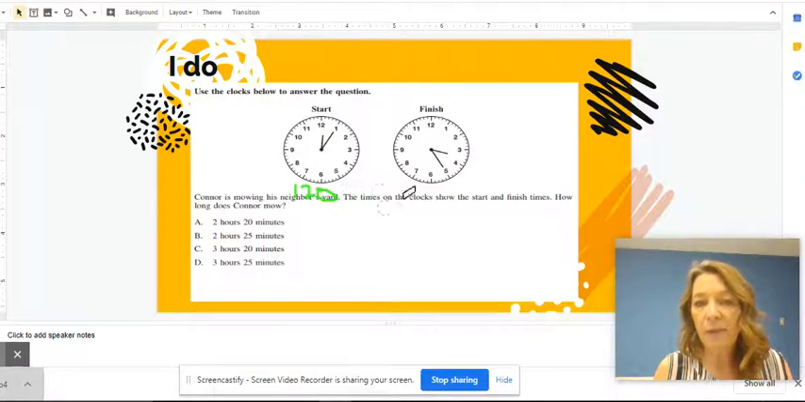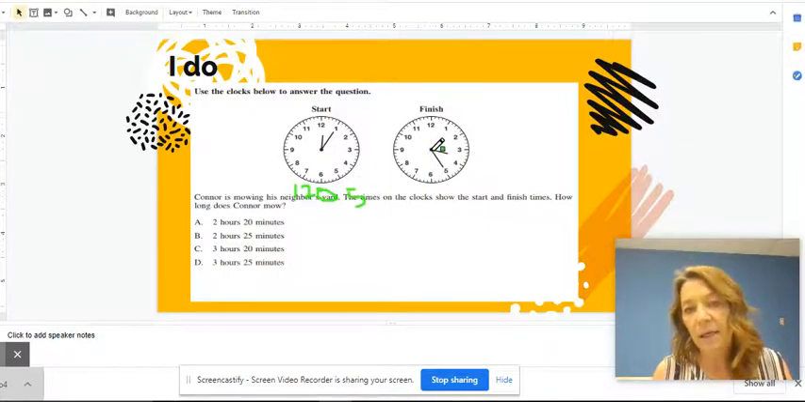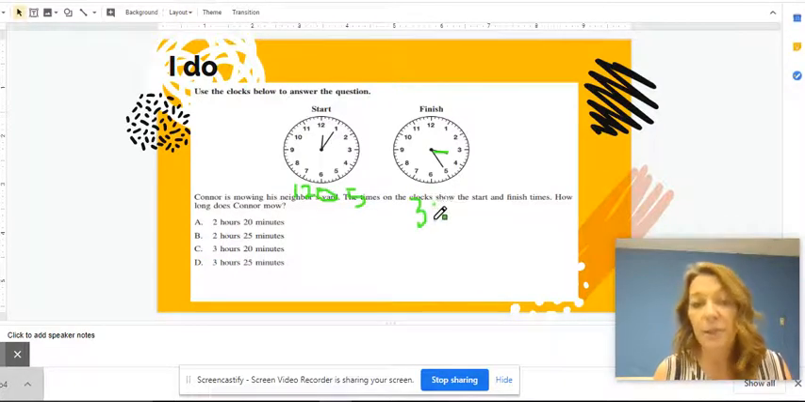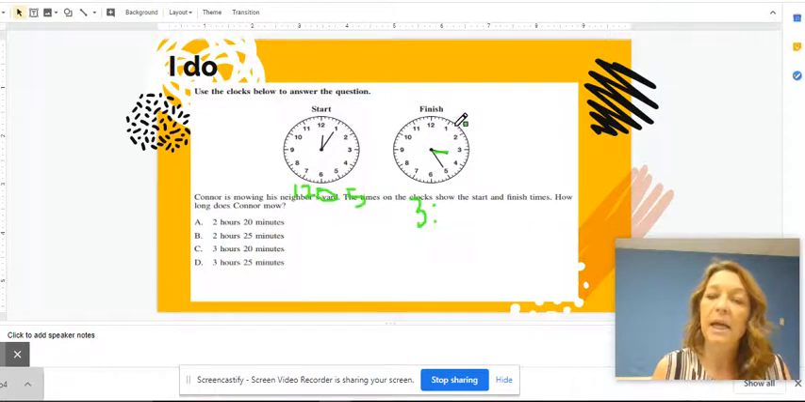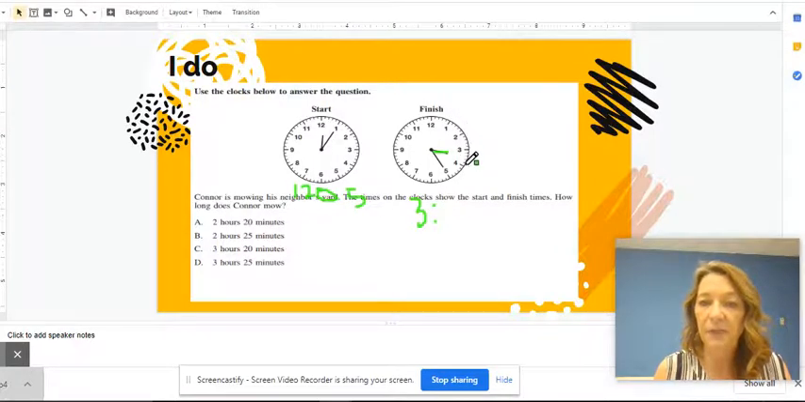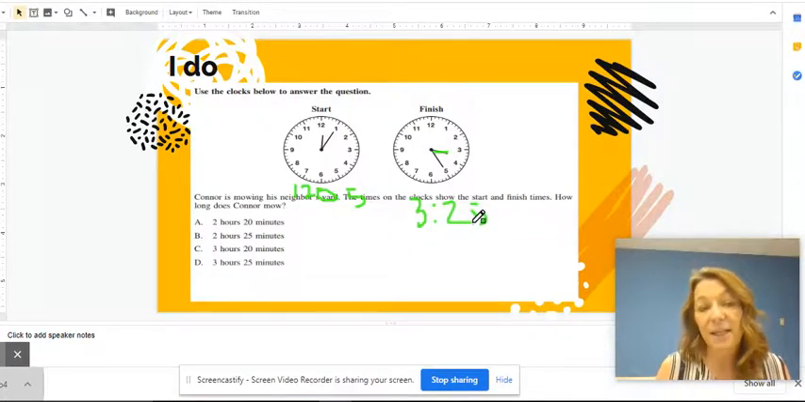And now we need to find out what is our end time. So then we have to look at this end time, and we've got the short hand right here in between the 3 and the 4. And so it hasn't made it to 4 yet, which means it's 3 o'clock. And then we need to count by 5s to get to our minutes, because each one of these is worth 5. 5, 10, 15, 20, 25. So it's 3:25. So get your pencil and paper and let's get started.